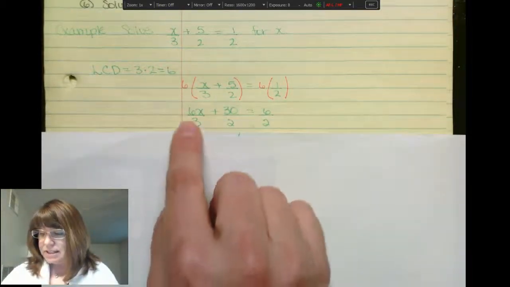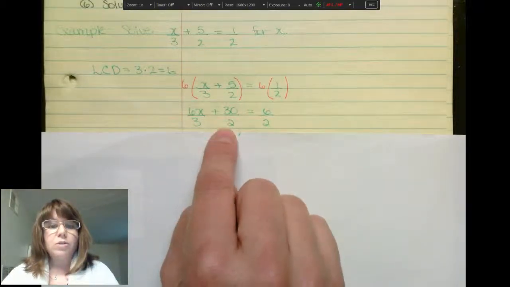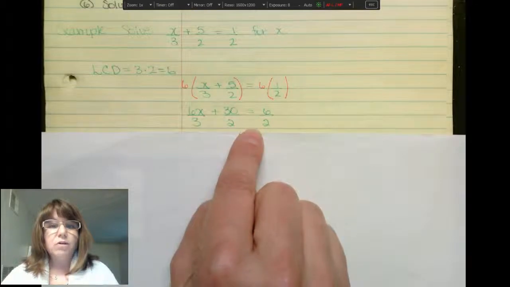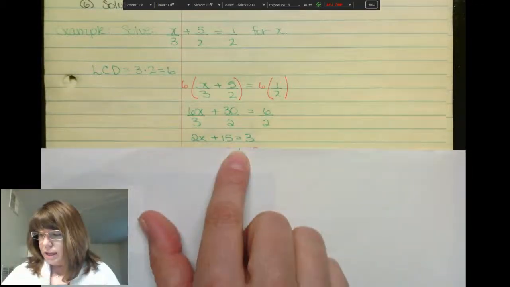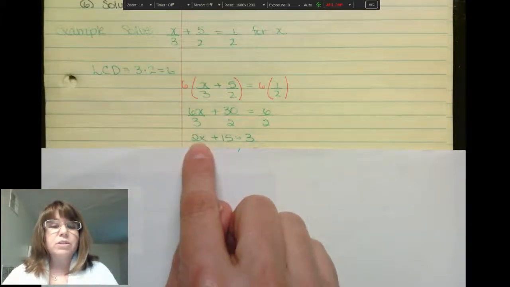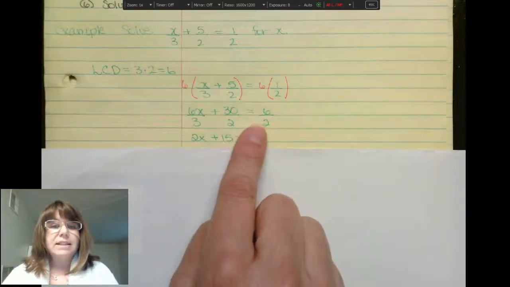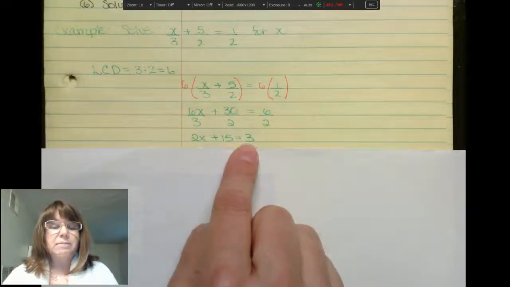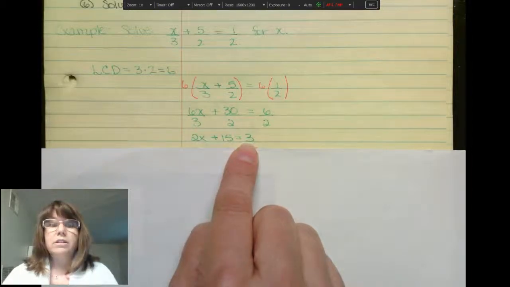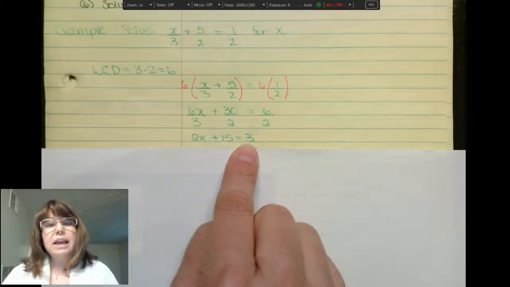That's going to give us 6x over 3 plus 30 over 2 equals 6 over 2. Now I can reduce. So 6 over 3 reduces down to 2x. 30 over 2 reduces to 15. And 6 over 2 reduces to 3. Now this is just a regular equation with one variable. We can solve this by moving all the constants to one side, isolating the variable, and then solving for our variable.